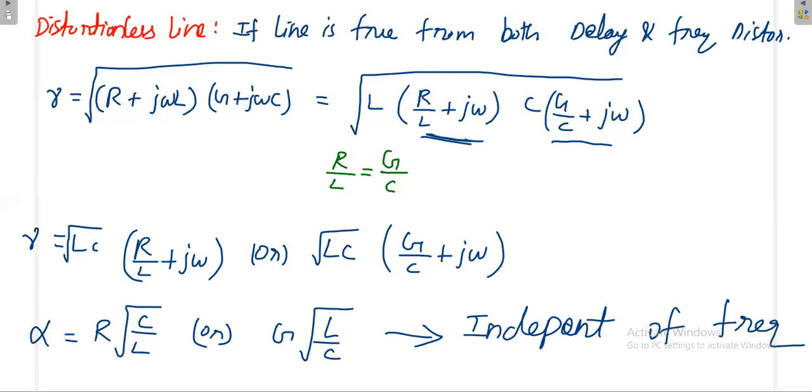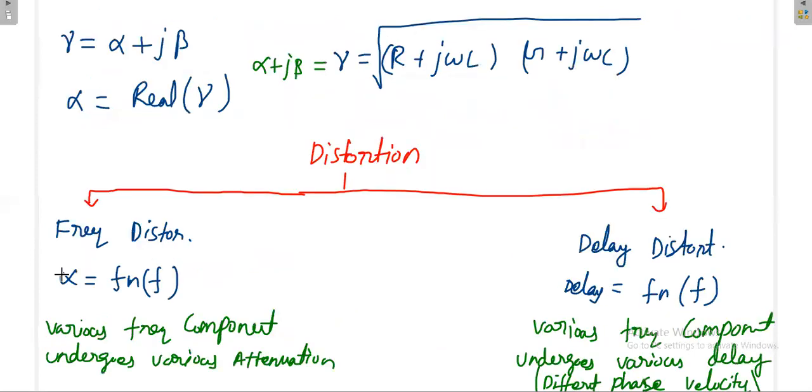When alpha is independent of frequency, what is the meaning of that? See, if alpha is a function of frequency, then only frequency distortion will be present. If alpha is independent of frequency, that means what? Alpha is constant always. There is some alpha that is constant for all frequencies. It is not necessarily zero. It may be zero also. That we will discuss later.